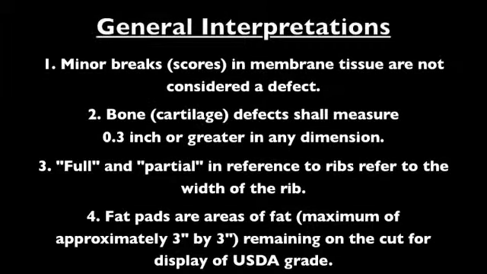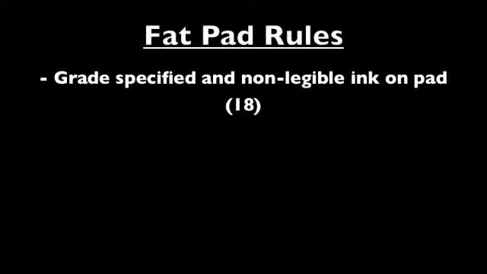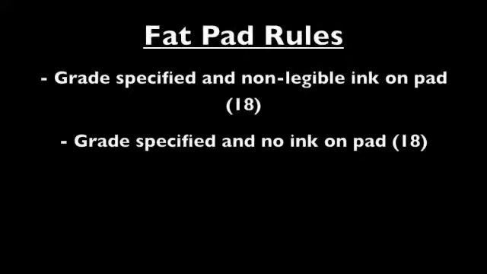Fat pads. Area of fat, maximum of approximately 3 by 3 inches, remaining on the cut for display of USDA grade. Grade specified and non-legible ink on pad: grade as specified defect. Grade specified and no ink on pad: grade as specified defect.